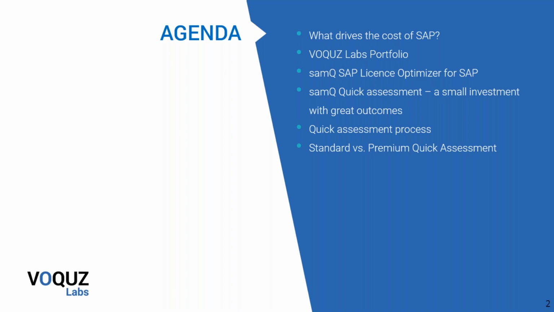We'll look at the investment in terms of the quick assessment that we run for many organizations to help them get a feel for where they are in terms of their license optimization potential. We'll look at the process of that, and then we'll look at some elements of what you can add on to the quick license assessments, standard versus premium, and some other elements related to what we offer organizations.